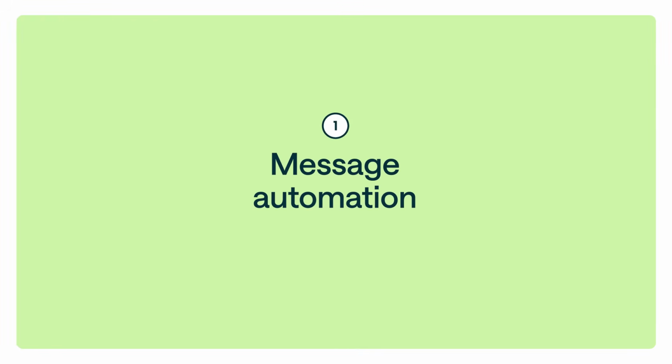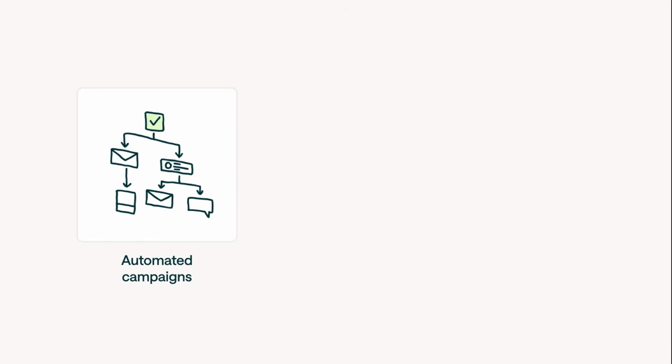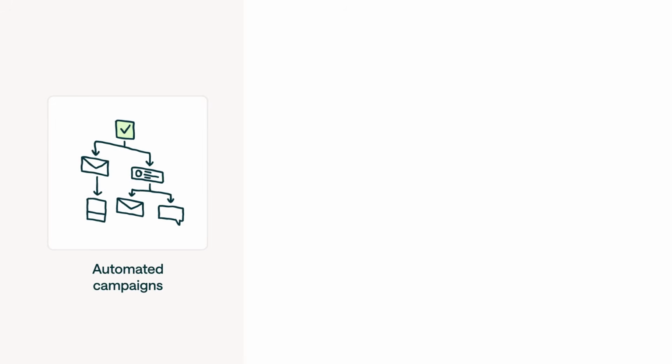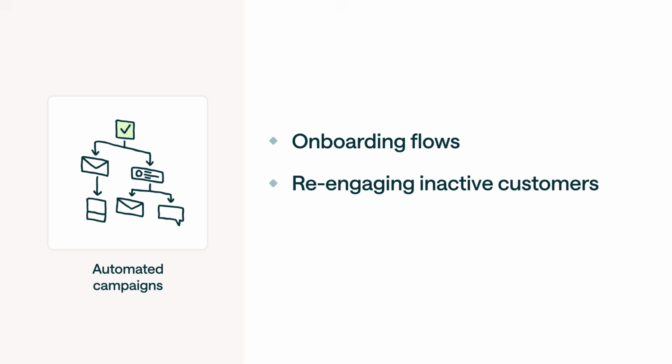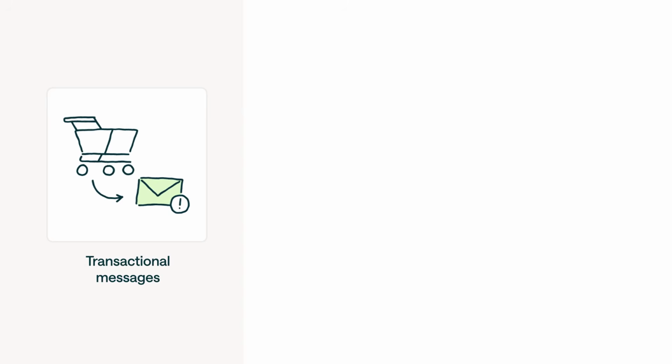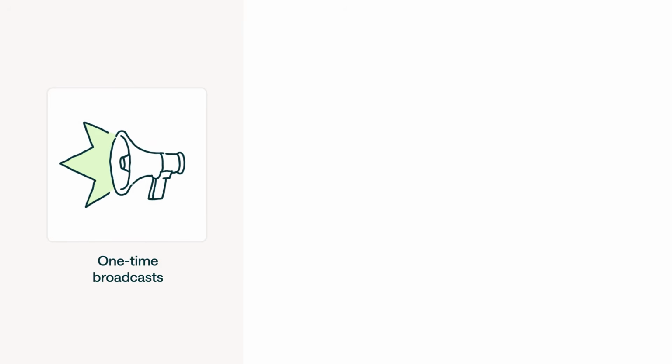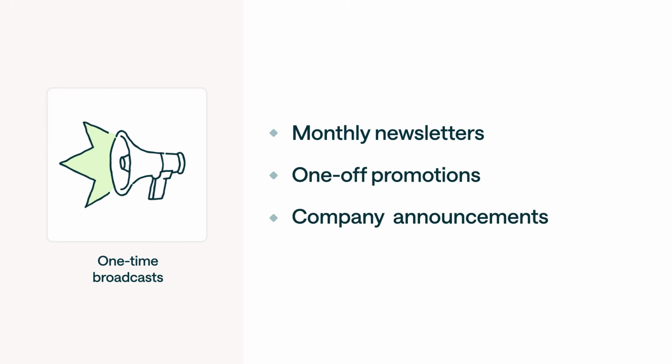Message automation. With Customer I/O, you can send automated campaigns, transactional messages, and one-time broadcasts. Automated campaigns are great for onboarding flows, re-engaging inactive customers, and payment reminders. Transactional messages are best for password resets and payment receipts. One-time broadcasts are ideal for monthly newsletters, one-off promotions, and company announcements.